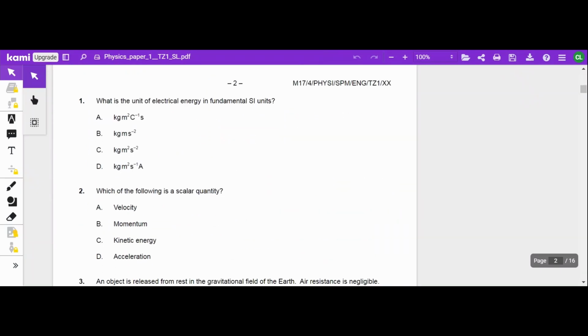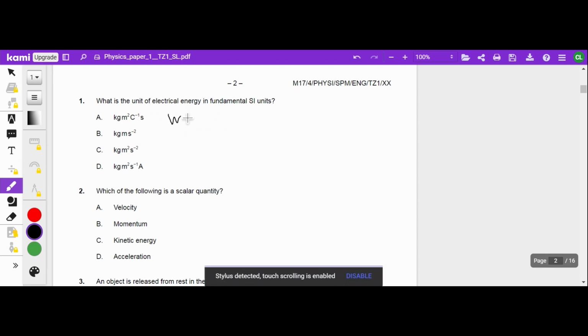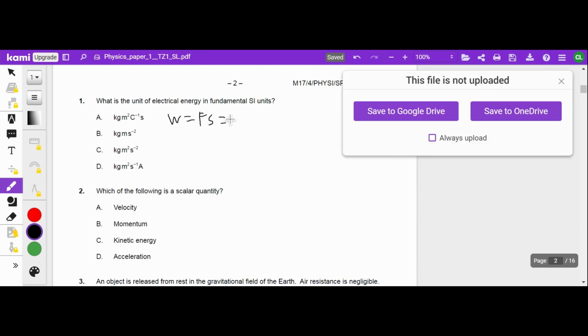What is the unit of electrical energy in fundamental SI units? So electrical energy, I can just use work done equals force times displacement. Force is F equals ma, which is kg m s minus 2, and then displacement is m, so kg m squared s minus 2.